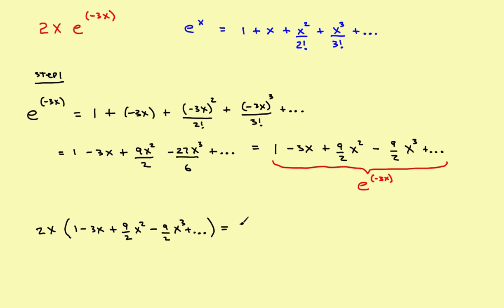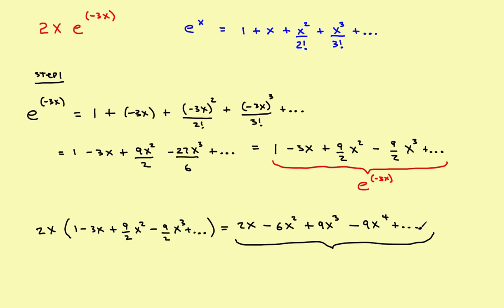So 2x times 1 would be 2x. And then this times this would be minus 6x squared. And then when you multiply this one, the 2's will cancel out, so plus 9x cubed. And this last term, again, the 2's will cancel out, and you'd get minus 9x to the 4th, and it will go on forever. So this is going to wind up being the solution right here.